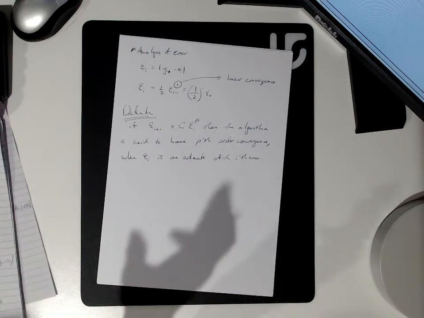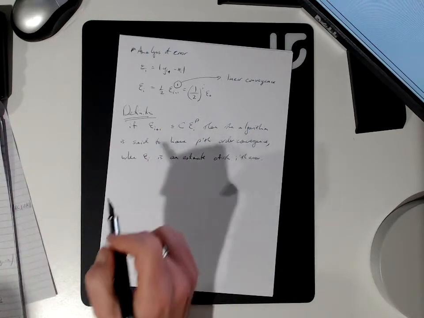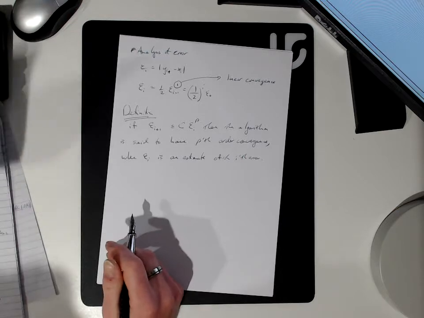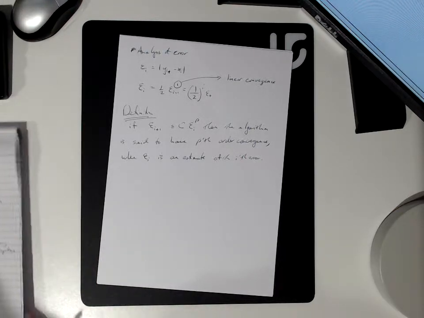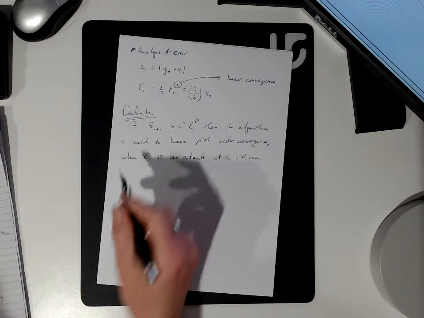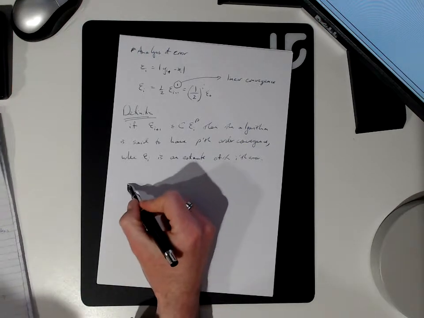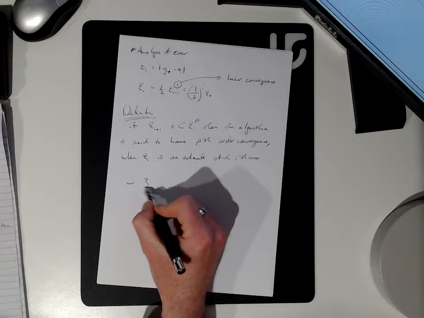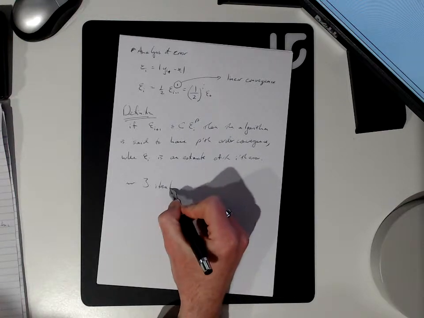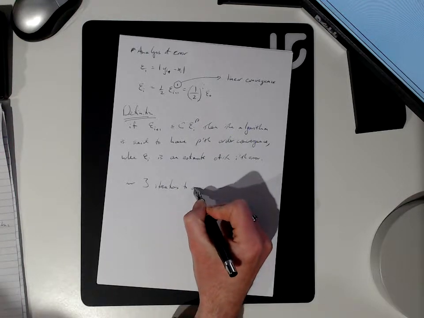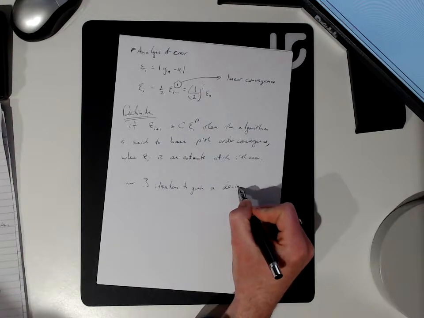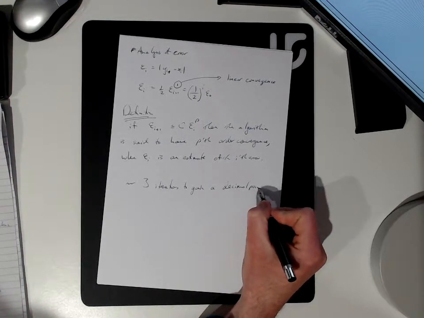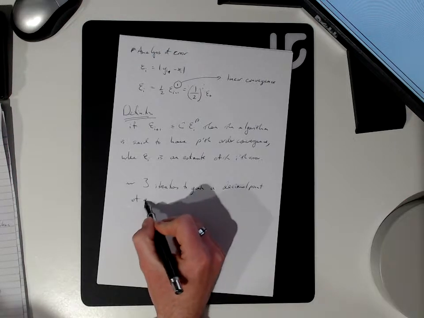Bisection is linear, guaranteed to converge if your function has differing signs over that interval. Now it's said that it takes roughly 3 iterations to gain a decimal point of accuracy.